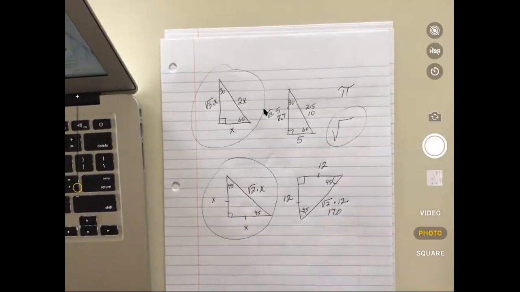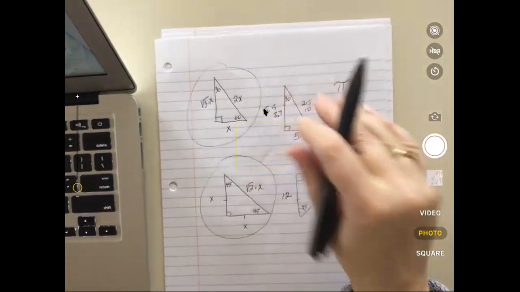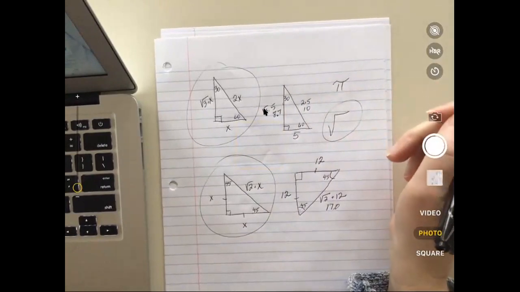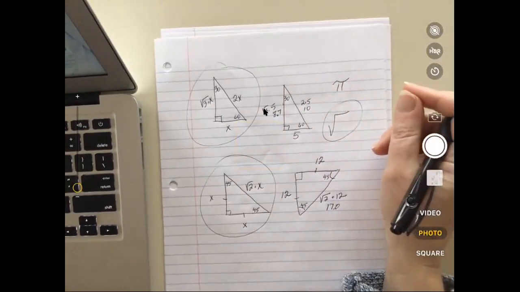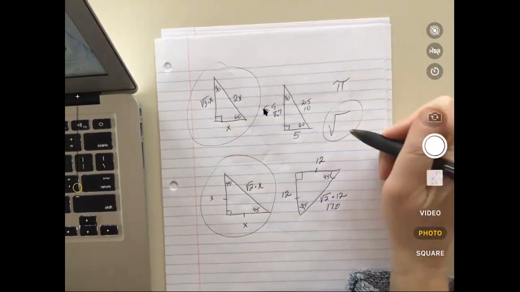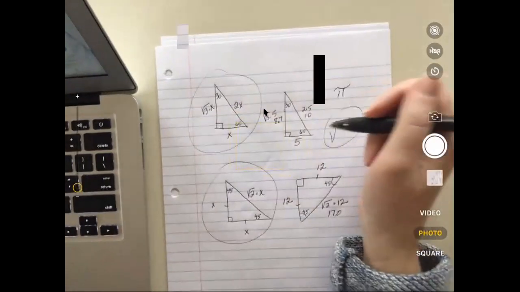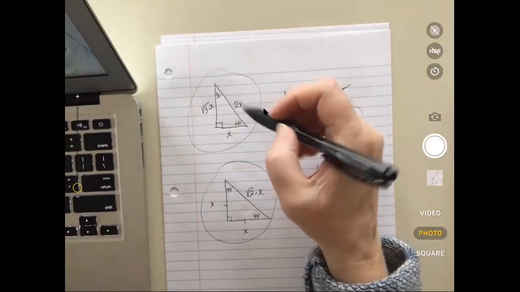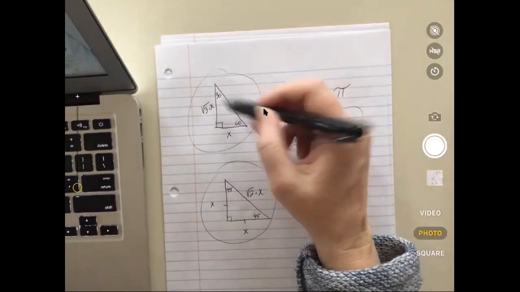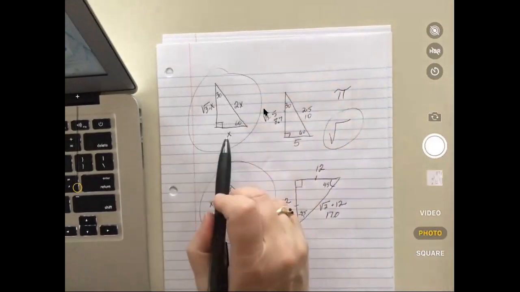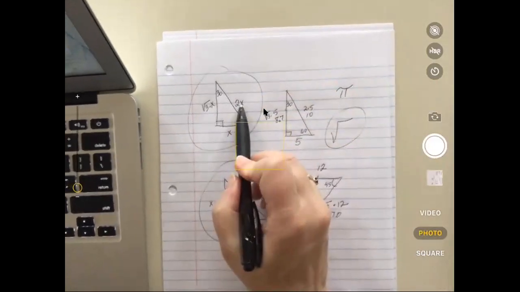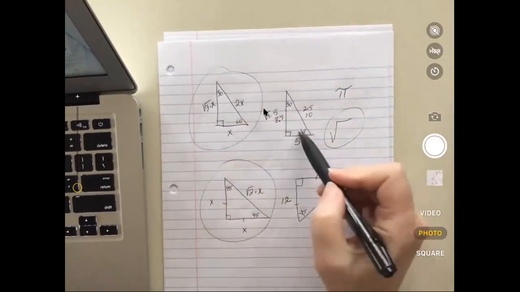Can you explain what you have on your piece of paper? I just wrote these. Somebody asked about the rules for special triangles, for special right triangles. If you have a 30, 60, 90 triangle, the sides are always in this ratio: x, 2x, and the square root of 3 times x.